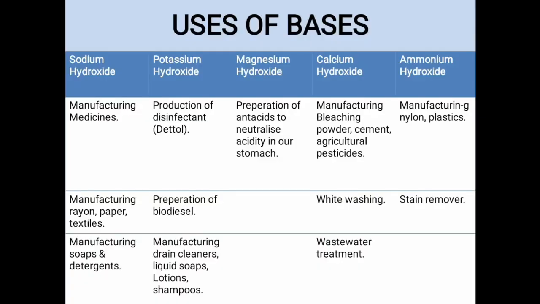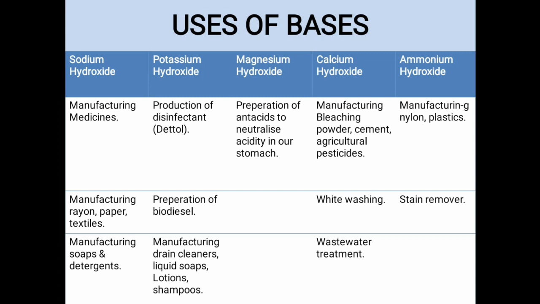Here come some of the uses of bases. Sodium hydroxide is used for manufacturing medicines, rayon, paper, textiles, soaps, and detergents. Potassium hydroxide is used for the production of disinfectant. The function of a disinfectant is to remove germs, like we use Dettol. Then, in the preparation of biodiesel, and manufacturing drain cleaners, liquid soaps, lotions, and shampoos.